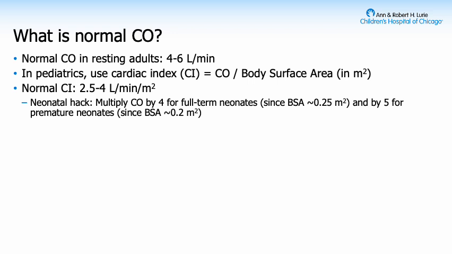A neonatal hack is full-term neonates have a body surface area of around 0.25 meters squared. Premature neonates have a body surface area of around 0.2 meters squared. And so multiplying that cardiac output number by 4 for full-term neonates and 5 for premature neonates will give you that cardiac index for those patients.